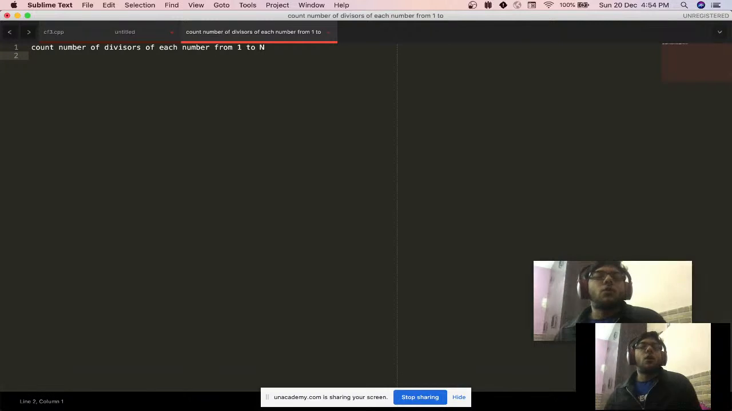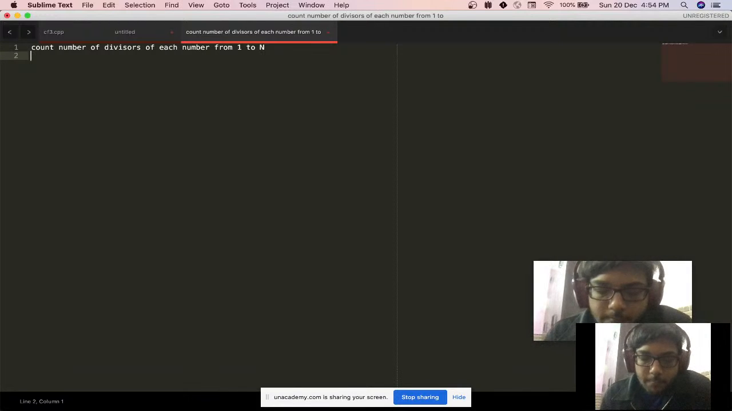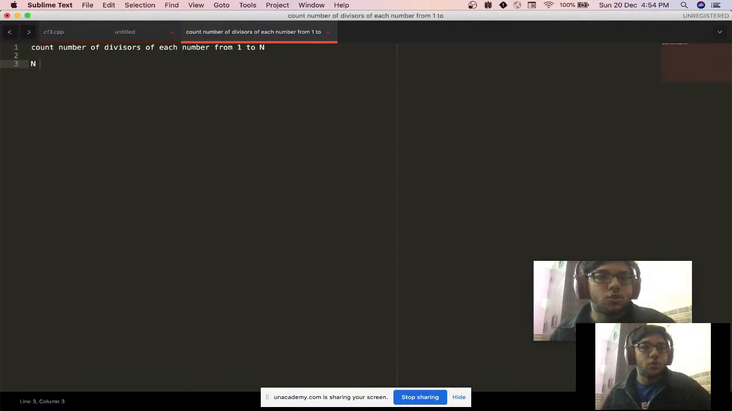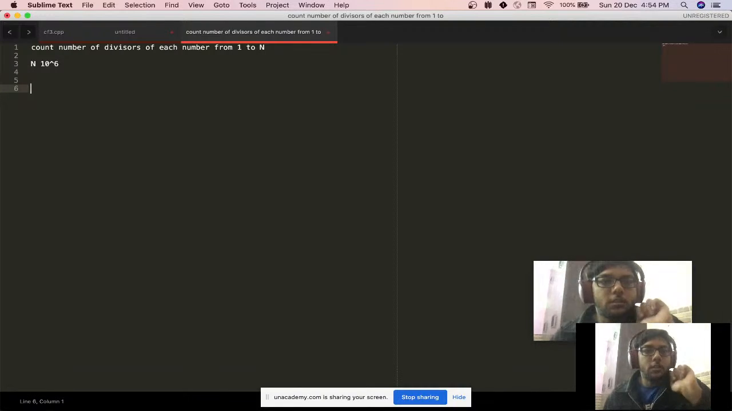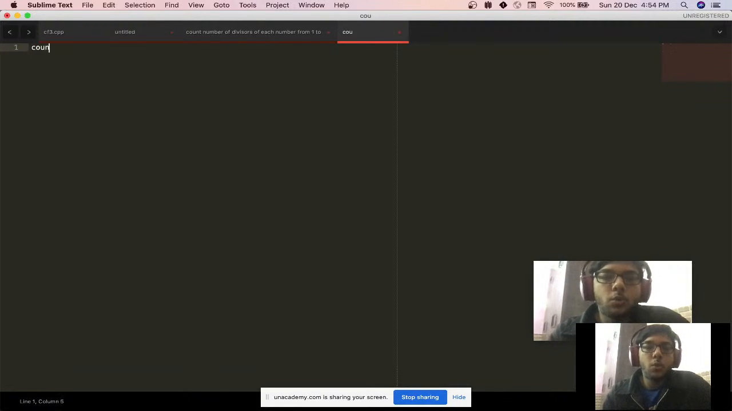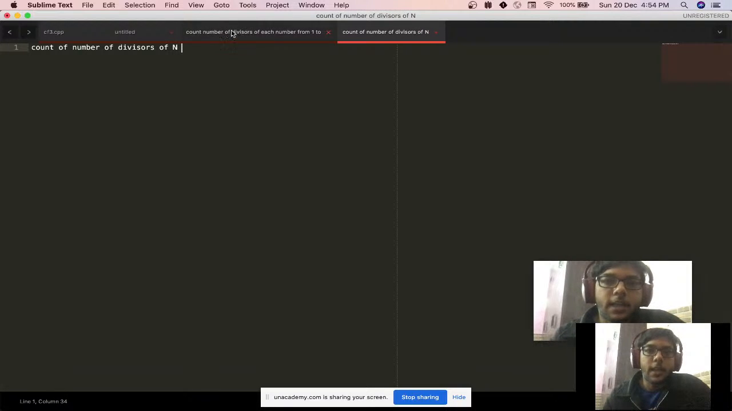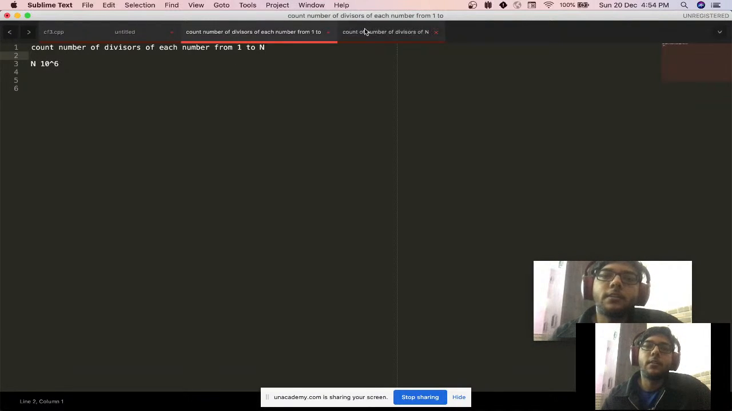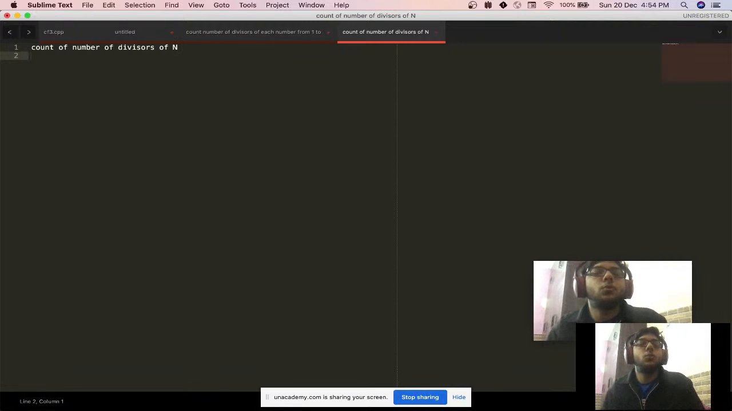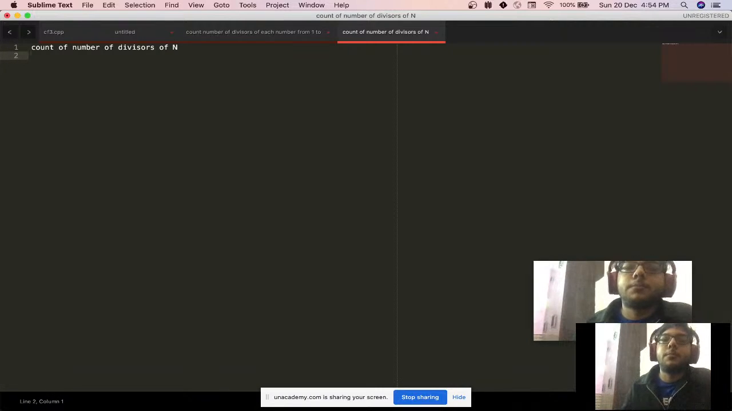Cool. So how do we do that? It depends upon n, of course. I can't solve it for everything. Let's say we have n up to 10 power 6. Let's frame it into two problems: count of the number of divisors for a specific number n, and then for all of the numbers from 1 to n. Let us begin with the first case. We have to find the number of divisors of a single number we are given.